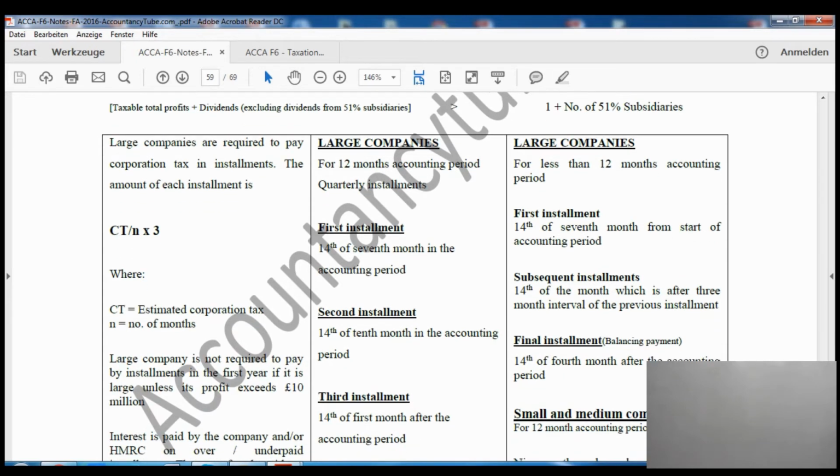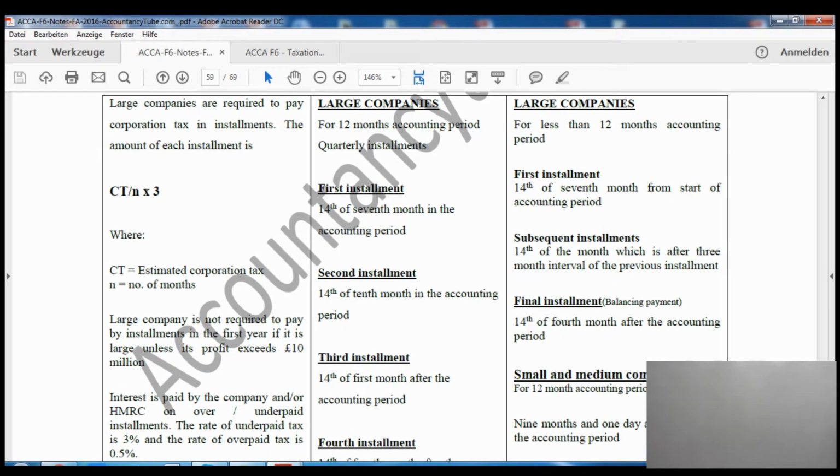Now if you're a large company and your accounting period is 12 months, how many installments do you have to pay and when? The first installment you will have to pay on the 14th of the 7th month in the accounting period. If your accounting period is 12 months long, then the first payment will be on the 14th of the 7th month in the accounting period.